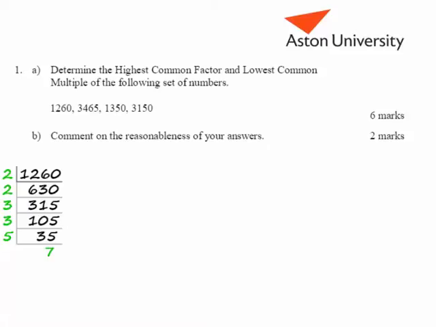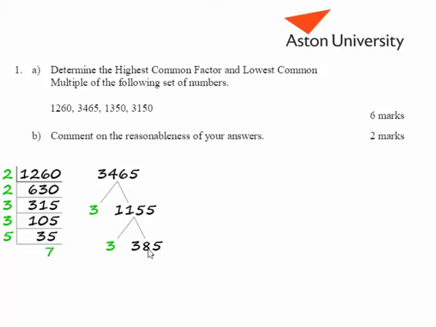The next method we'll use is one that you might have learnt at school. So we write down the number 3465. That's not divisible by 2, but it is divisible by 3. So divide that by 3 and we get 1155. Add 1 to 1 you get 2, add 2 to 5 you get 7, add 7 to 5 you get 12. 12 is divisible by 3, so 1155 is divisible by 3. So we divide by 3 and we get 385.